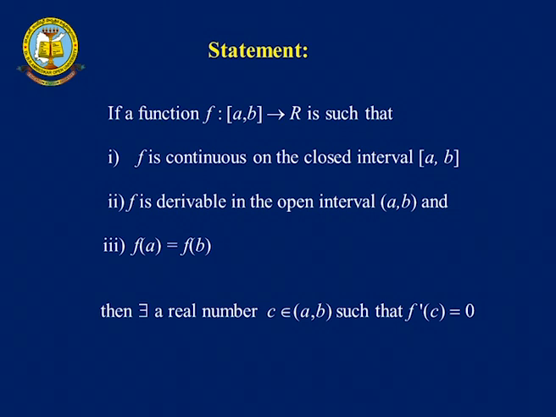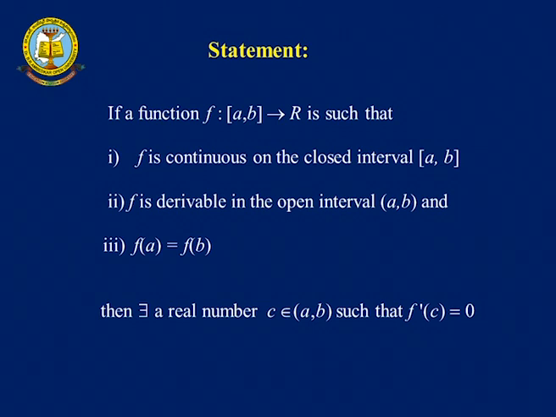If a function f from [a, b] to R is such that, first, f is continuous on the closed interval [a, b]; second, f is derivable in the open interval (a, b); and third, f(a) equals f(b); then there exists a real number c in the open interval (a, b) such that f'(c) equals 0. So this is the statement of Rolle's theorem.